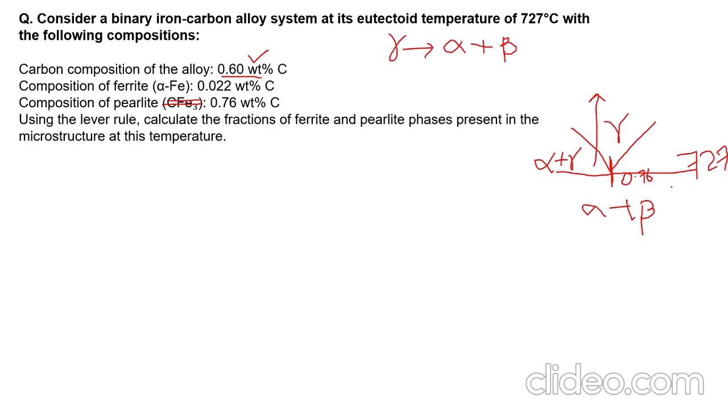Ma'am, I have tried this question. You have to make a lever. You have two phases. The fraction of perlite comes out to be 0.783. What are the two phases?